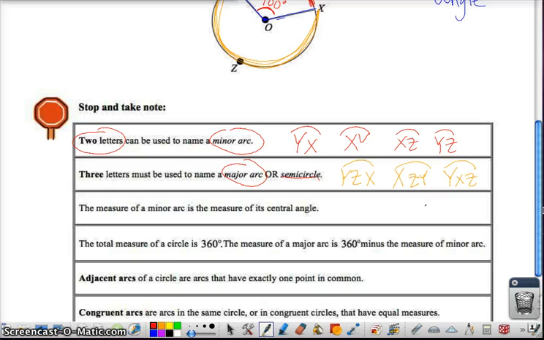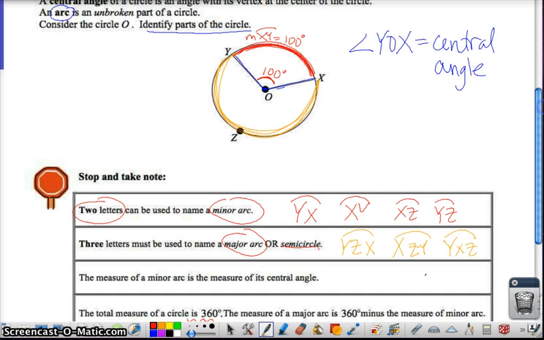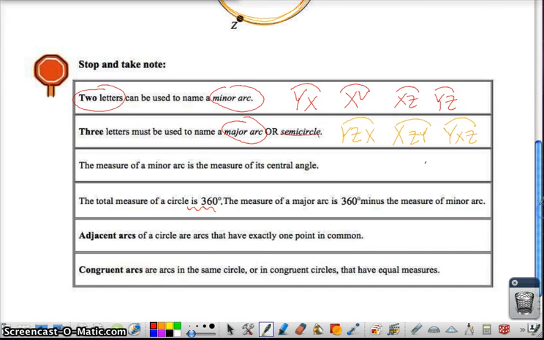The total measure of a circle is 360 degrees. So some of you might know that, but the total measure of a circle is 360, so you start at a specific point. If we start at X and go all the way around to X, we would travel 360 degrees. The measure of a major arc is 360 degrees minus the measure of a minor arc. So obviously if there's only 2 arcs that we identify in a circle, then those 2 arcs need to add up to 360 degrees.